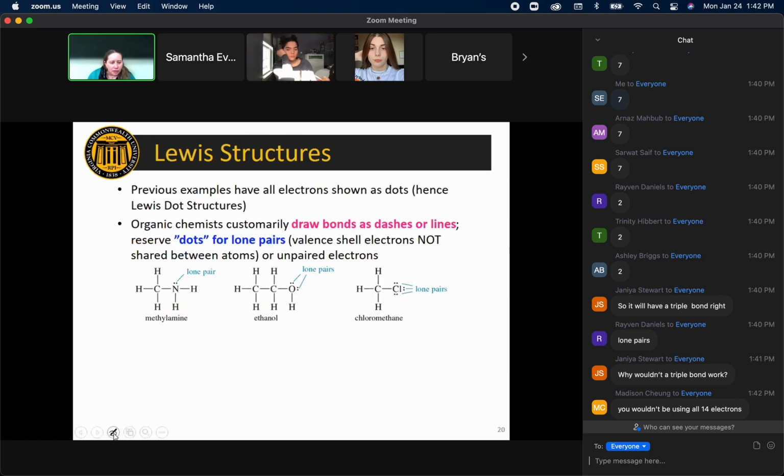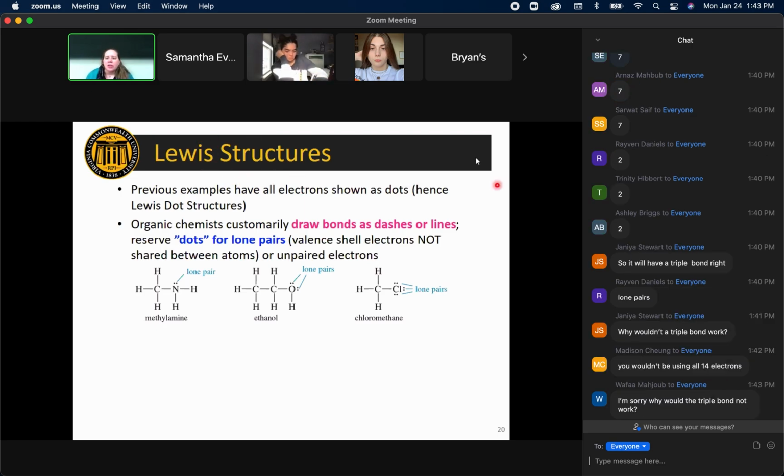Okay, let me get my pointer back. All right, so we've been looking at Lewis dot structures, but I want to switch everybody gently and slowly over to Lewis structures. So for the question about the triple bond, I want you guys to just try it out for yourself. I need to move forward now, but think about it after class on your own, and see what happens to the octets when you try to make a triple bond. You can't get full octets and use all of the electrons.